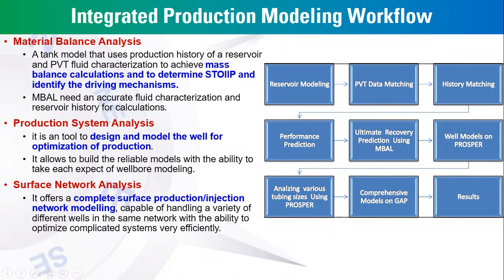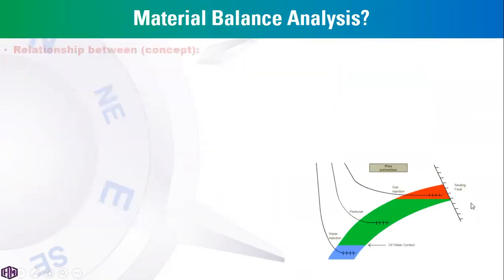For well modeling, you can use the well modeling tools to generate valid well models and communicate with the surface network model. And then you can apply several sensitivity analyses to define the optimum conditions for the production system. And then these two models, reservoir and well models, can be integrated into a complete production model to get system results.